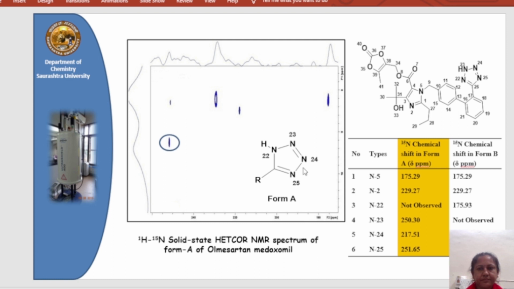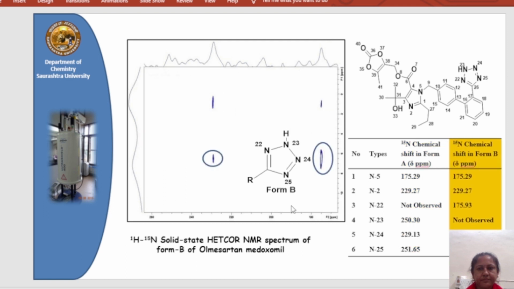But in case of B, when we carry out the solid state NMR, N5 and N2 show no change because it is imidazole. N22 is observed. 23 and 24 are not observed. Why? Because this H may be on 23, this H may be on 24. It is identical. So that's why N23 and 24 are not observed, and N25 is as it is in form A. So from that prediction, here you can see form B. Now in case of form B, you can get only the 2 peaks. One is related to N2 and N5, and it is related to N25. The remaining 2 are not observed. So this is the reason why.